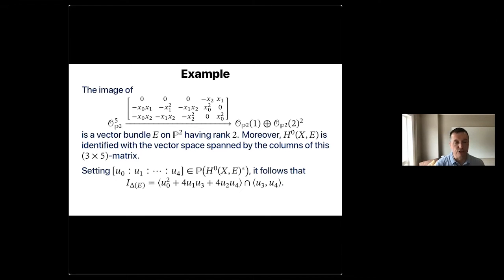And so if we choose U0 up to U4 to be those, and we compute the appropriate matrix and analyze it and do the primary decomposition in Macaulay2, you see that the ideal that cuts out the discriminant is not irreducible. It's got 2 components, and it's certainly not equidimensional, and life is complicated. It's not irreducible. It's not a hypersurface.